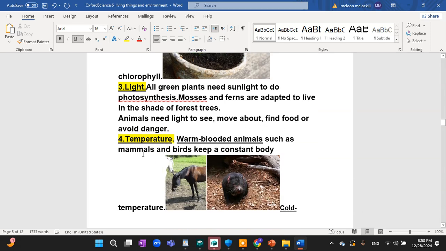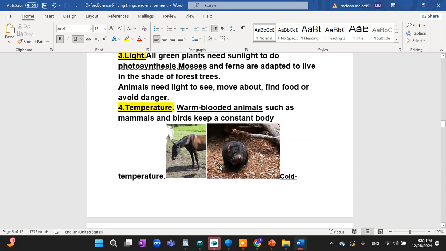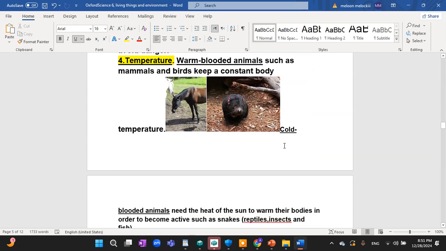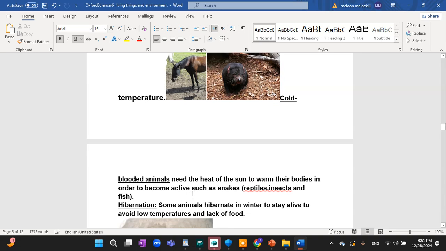Number 4 factor is temperature. Warm blooded animals such as mammals and birds keep a constant body temperature. So you can see in these two pictures the warm blooded animals, while the cold blooded animals need the heat of the sun to warm their bodies in order to become active, such as snakes, reptiles, insects, and fish.